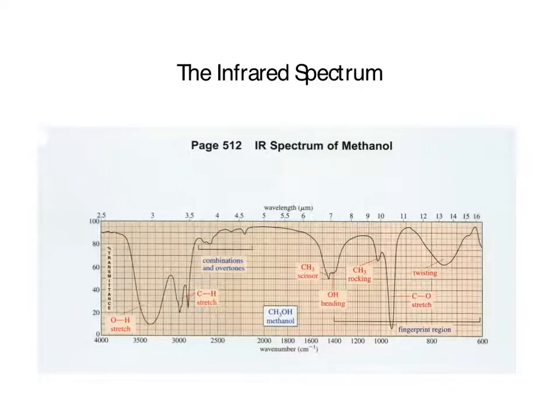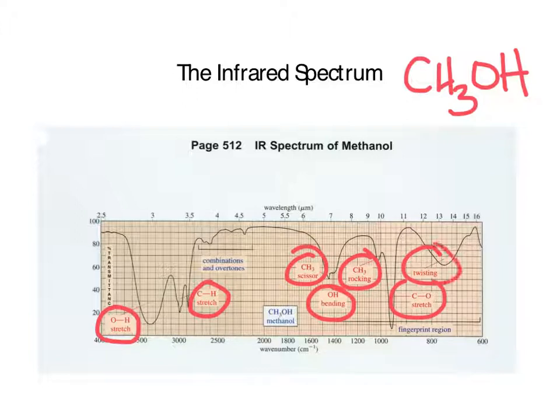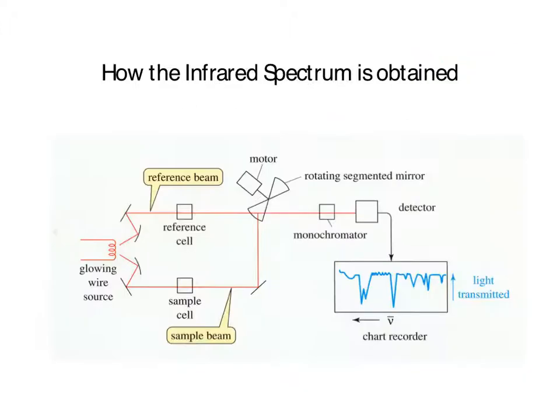So we take a look at what an IR looks like. This is the IR spectrum of methanol. And so, again, very few atoms. We have 6 atoms here. So what we have here is an OH stretch, CH stretches, bending, rocking, scissoring, stretching, twisting. It's quite complicated for such a small molecule. So we can only take so much information out of these spectra.